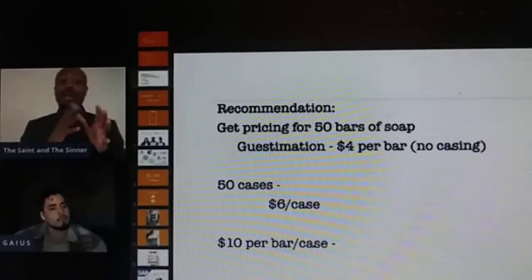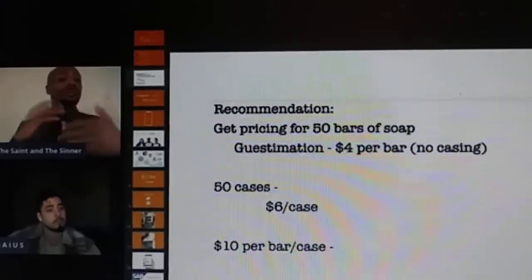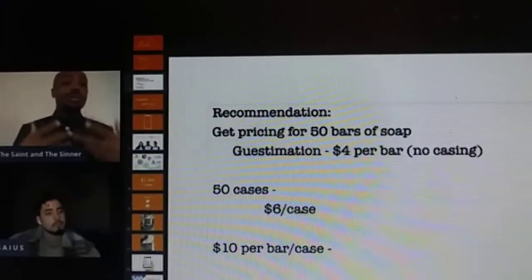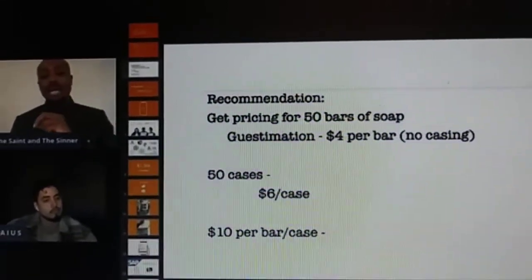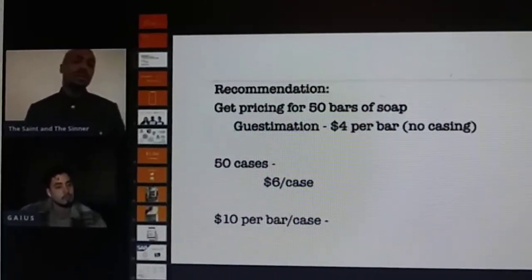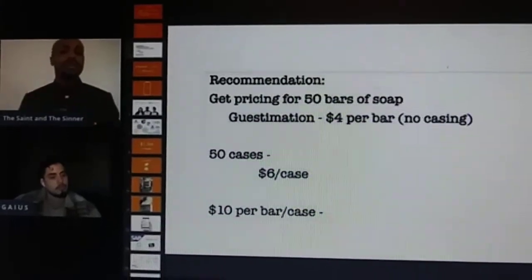Businesses might operate at a loss for 4 years. That's something you have to build into your model. You won't have to do that, undoubtedly. Yes. But I'm saying worst case scenario, $10 for the bar and for the case.